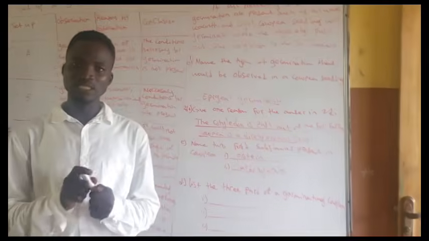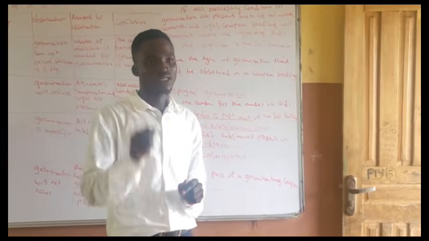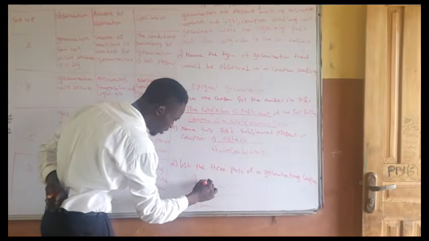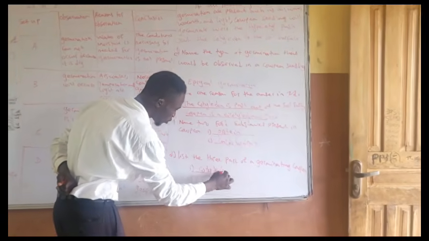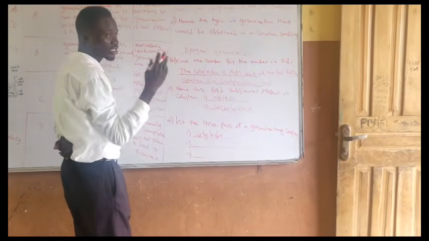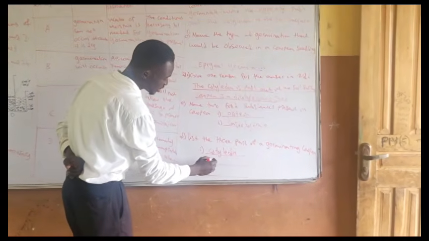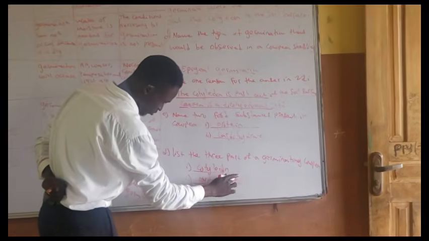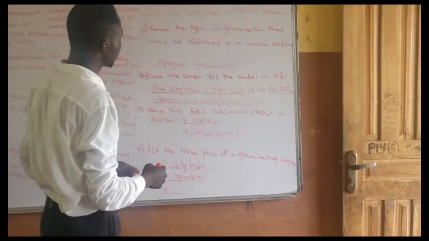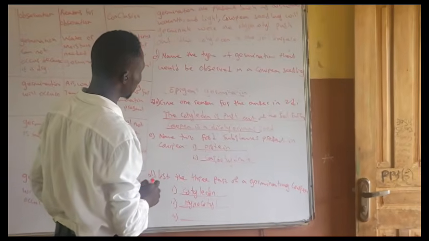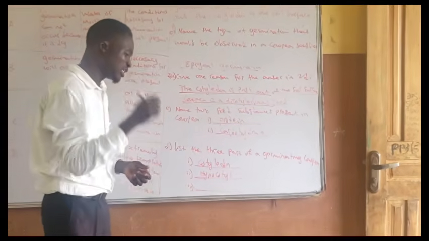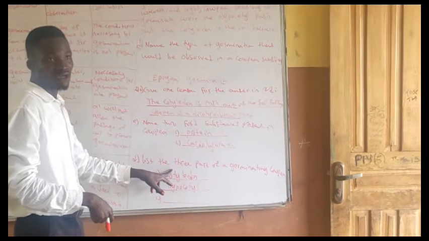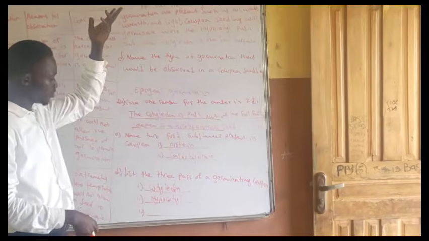Now the next one says, list the three parts of the germinating cowpea seedling. If a cowpea is germinating, what are the three parts you will see? One, you will see the cotyledon, the two beans at the left and right. You will also see the hypocotyl, and the epicotyl. Hypo means below the cotyledon. Epi means above the cotyledon.